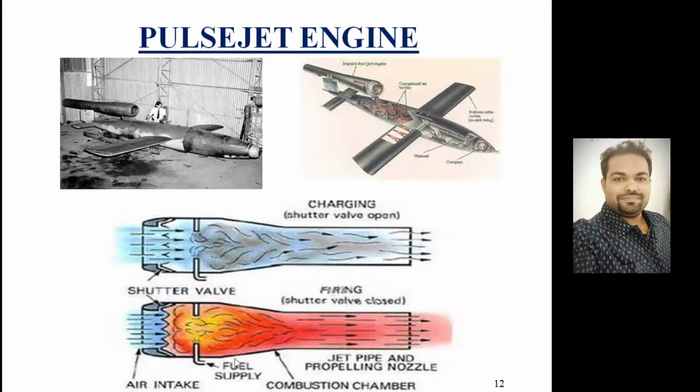So there will be a drastic increase in pressure within the combustion chamber, due to which the valve grid will close. Then high temperature hot gases are expelled; they expand through this jet pipe and are finally expelled to the atmosphere, due to which there will be a generation of thrust. And then again vacuum will be generated inside this combustion chamber, due to which the valve grid opens, fresh air enters, combustion starts and the process continues.